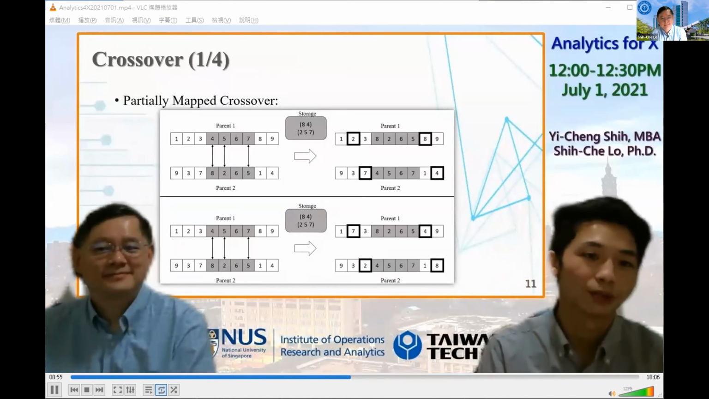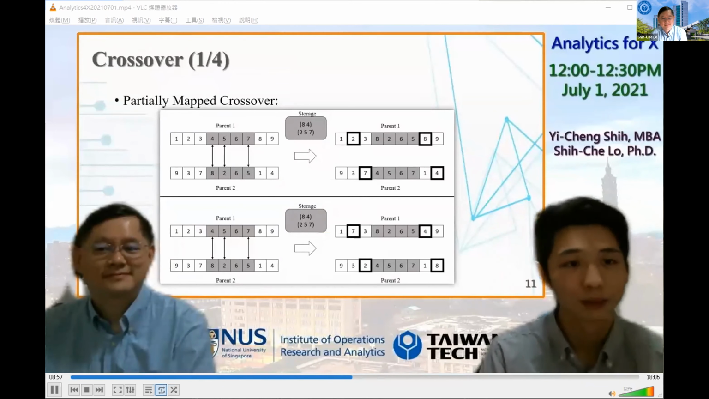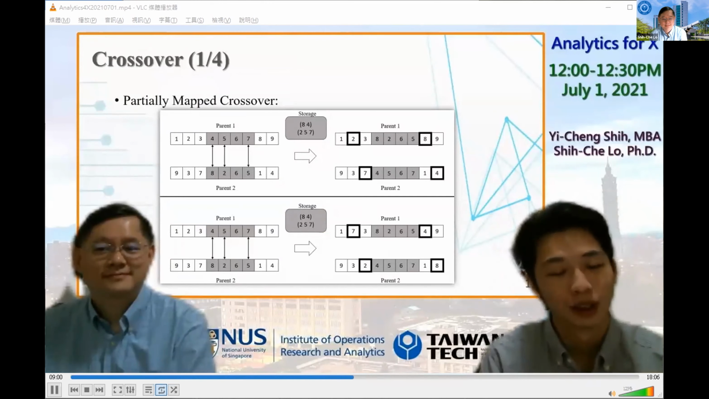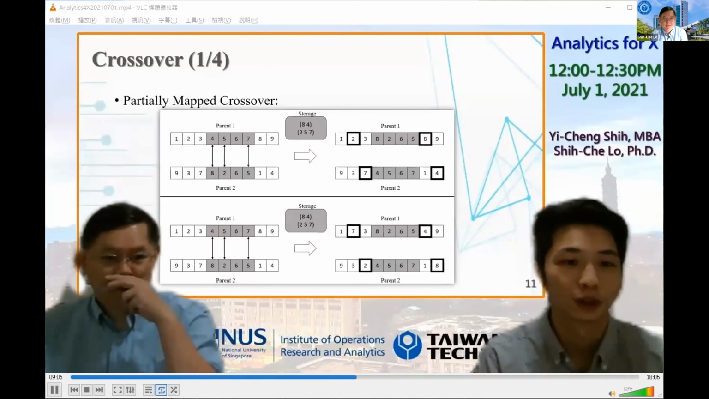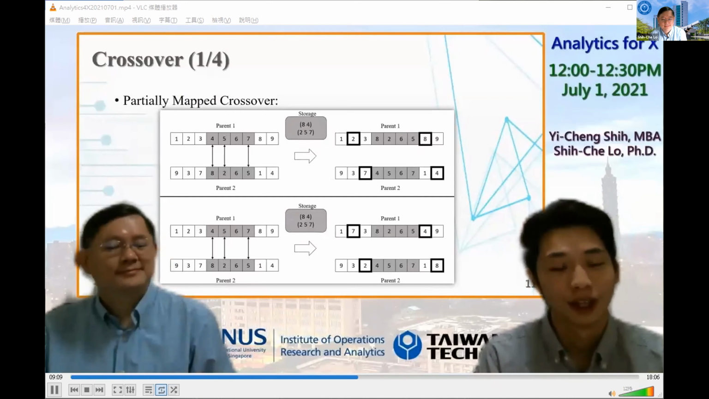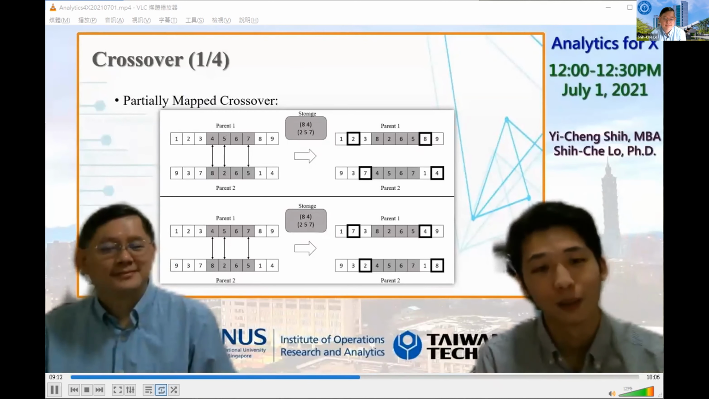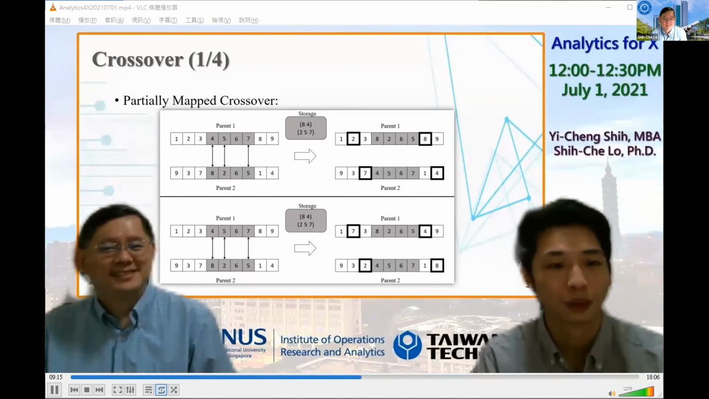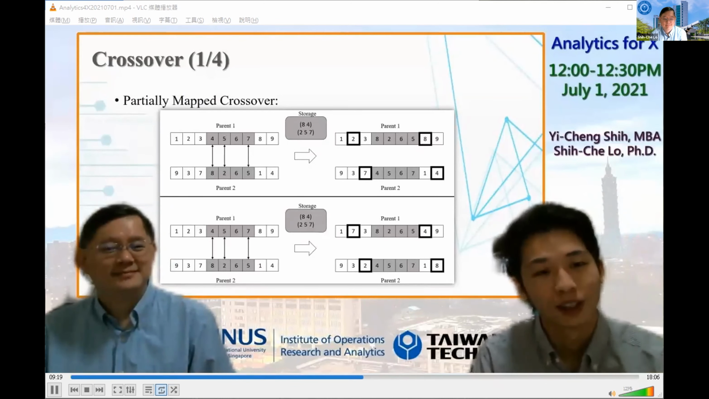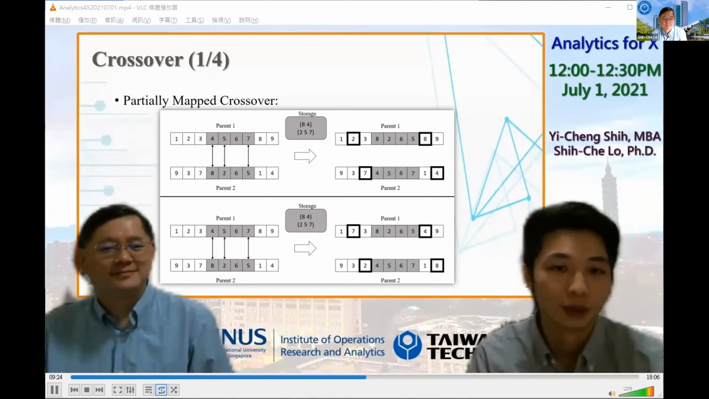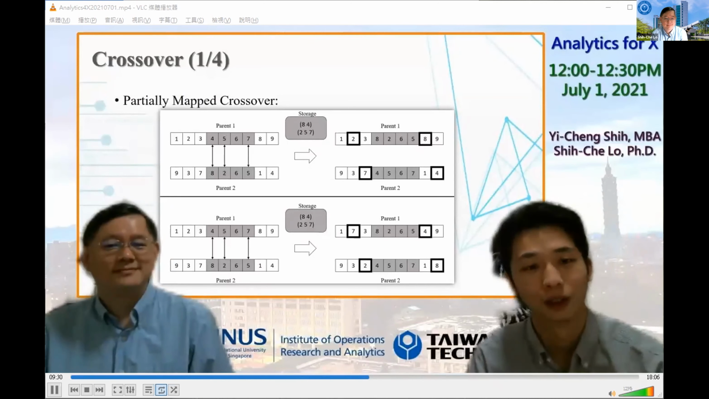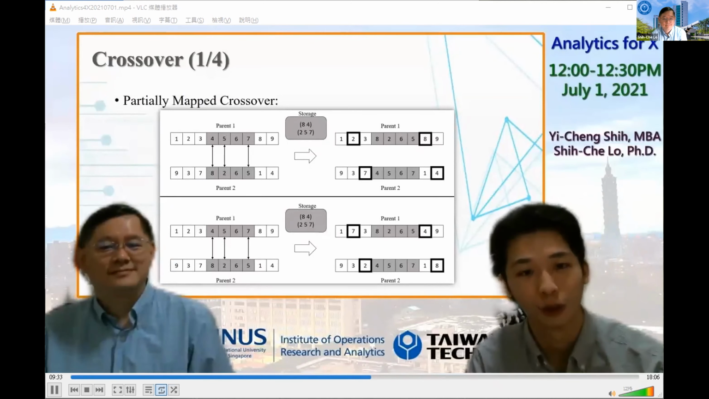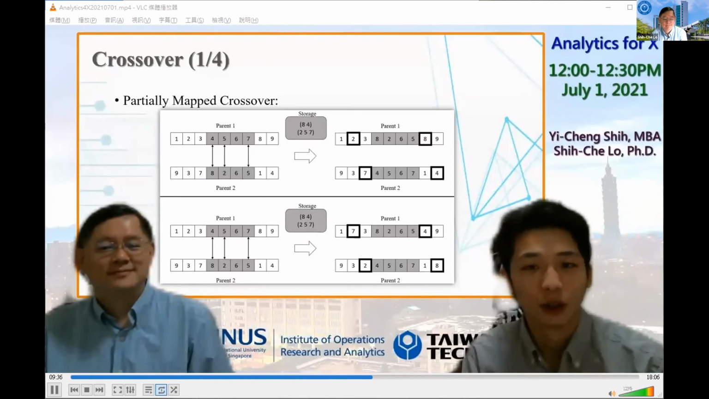First one is partially mapped crossover. Partially mapped crossover will randomly choose a sequence of elements. For this example, it is from the 4th one to the 7th one, and then exchange the elements with each other, and then preserve the relationship between these positions, like 4 and 8, 5 and 2, and 7 and 5. And then we can find that there are some repeated parts, and we will fix the repeated parts from the relations we have stored. And then we will get the offspring.